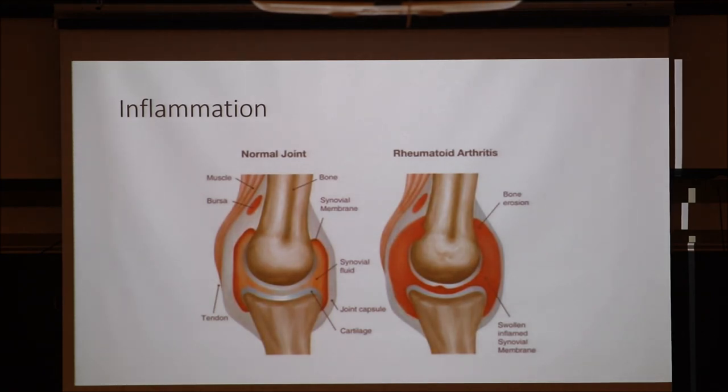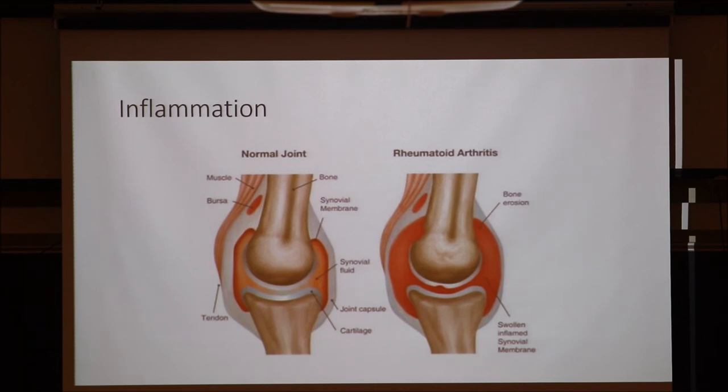Those complexes get deposited into the tissues, and then that activates the complement system, which in turn will activate an inflammatory response. In this picture, on the left you see that synovium that I was talking about, the red region in between the two bones. And then on the right, you can see how it's really inflamed. If this inflammation persists for a long period of time, it does cause irreversible damage to the joints.